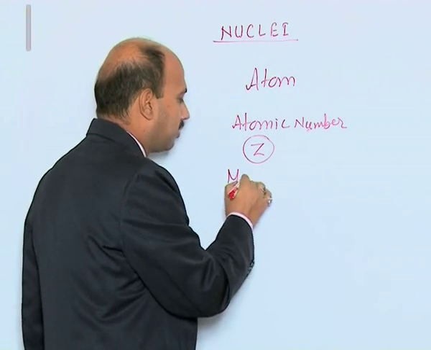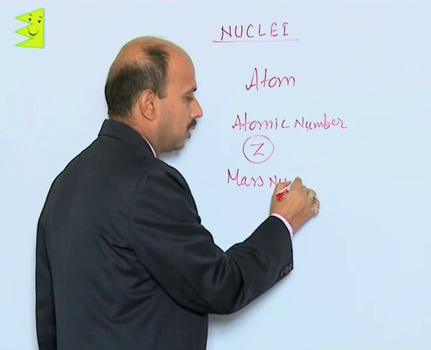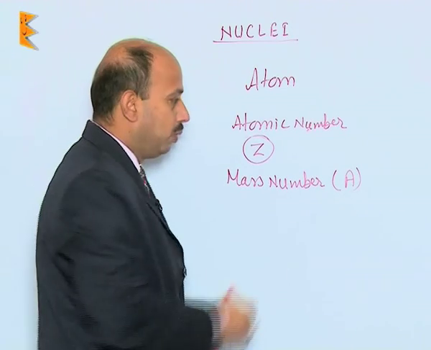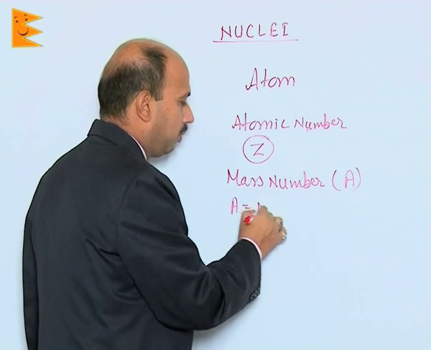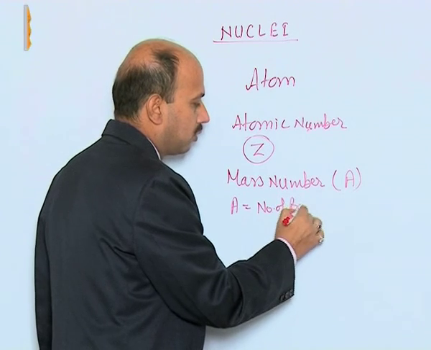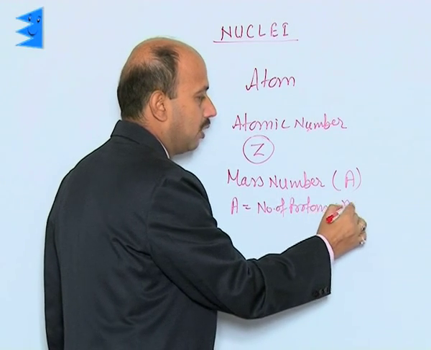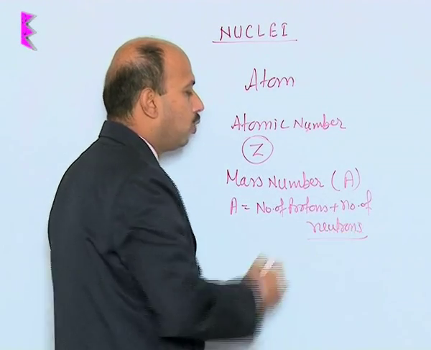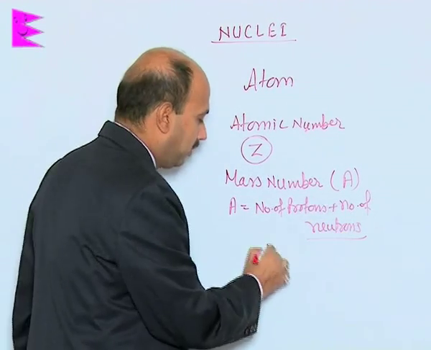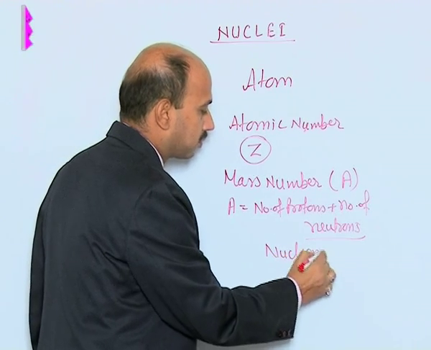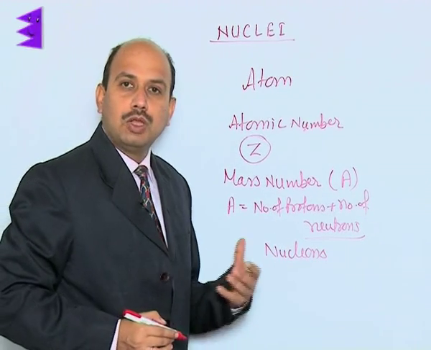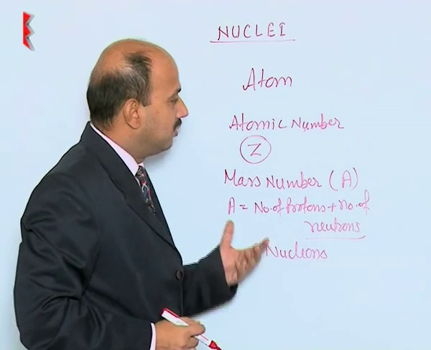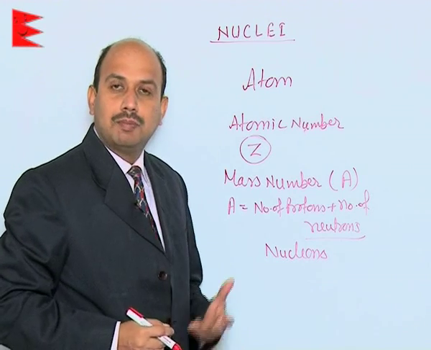Another one is the mass number. Mass number is represented by A, where A is equal to the number of protons plus the number of neutrons. These protons and neutrons are also referred to as nucleons. So, the number of nucleons in an atom is known as the mass number. So, this is about the atomic number and mass number.